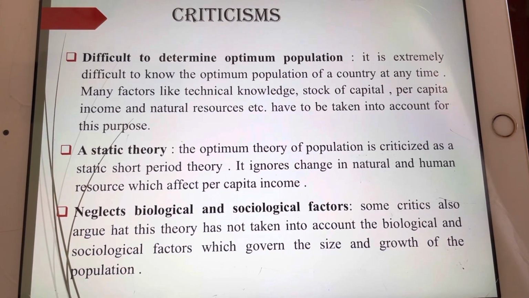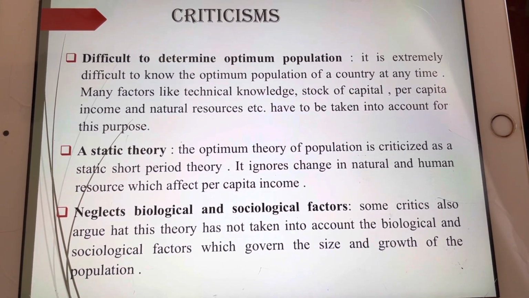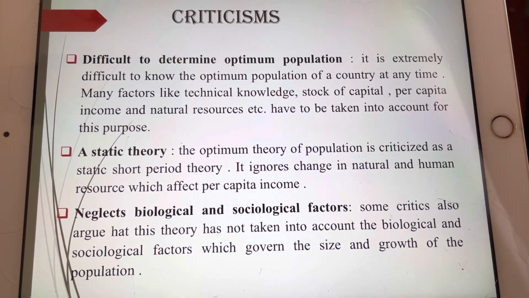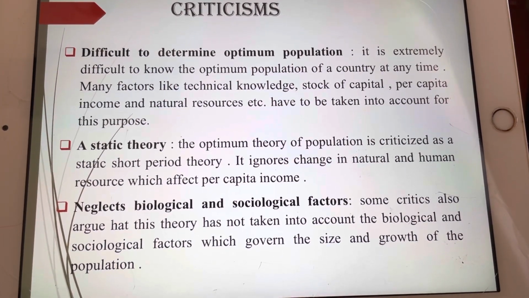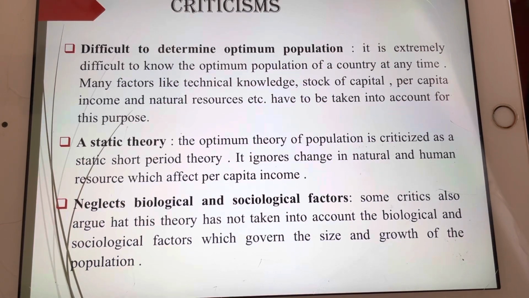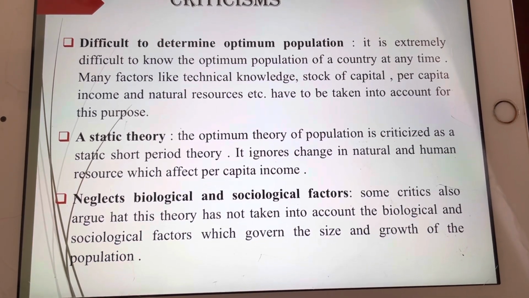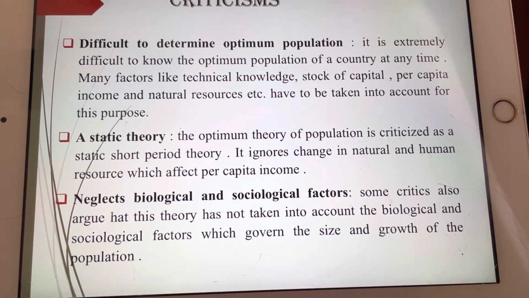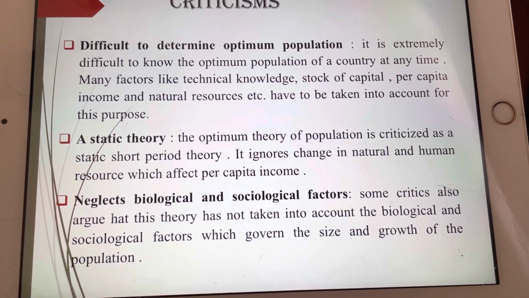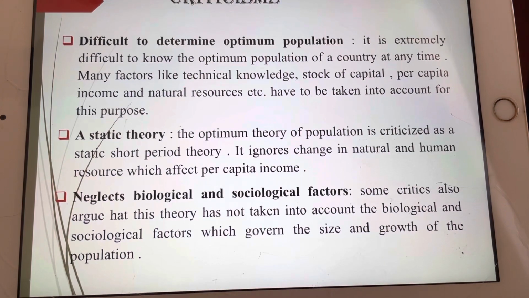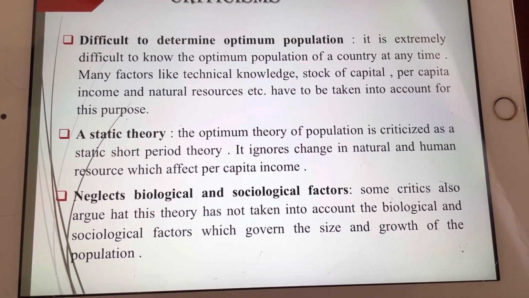The optimum theory of population is criticized as a static short period theory, because in the long run there are lots of changes that can take place in the economy. Technological change can take place, size of capital can be increased, per capita income may change, size of natural resources may change. So that's why this theory can be used only for a short period of time.